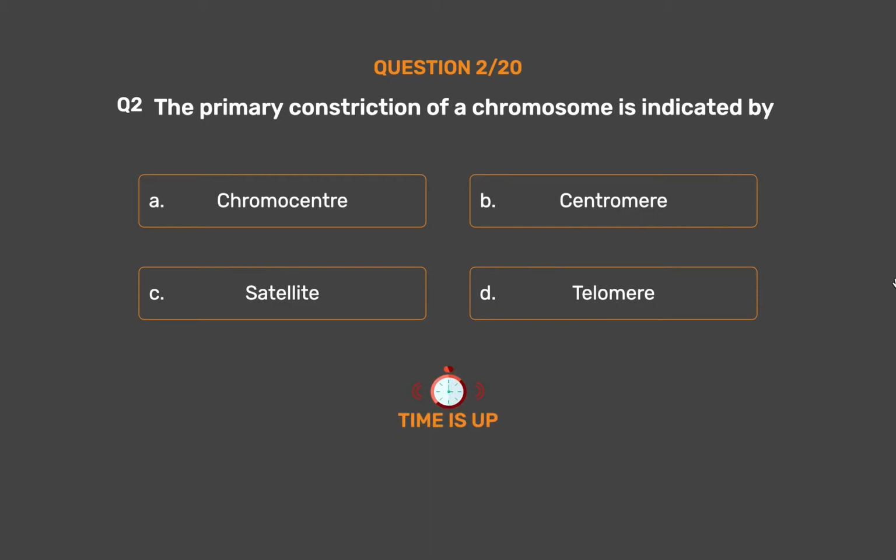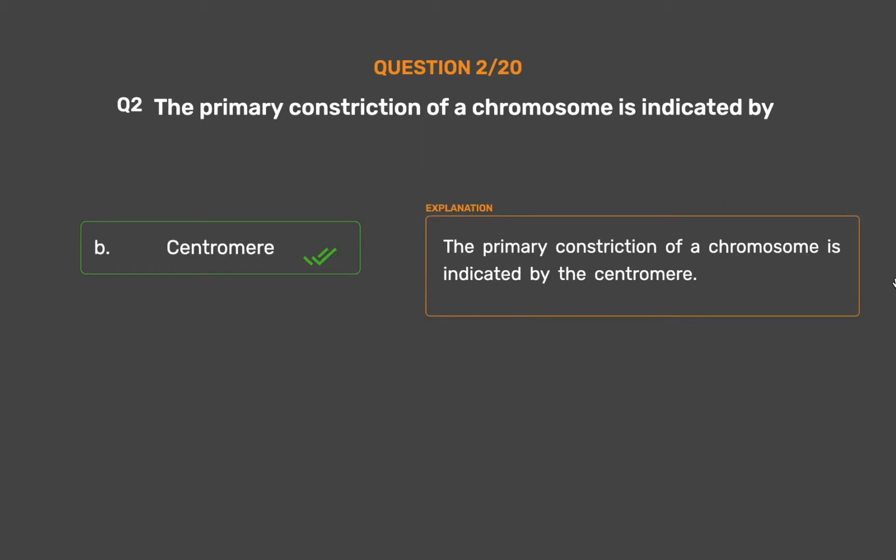The correct answer is option B, centromere. The primary constriction of a chromosome is indicated by the centromere.